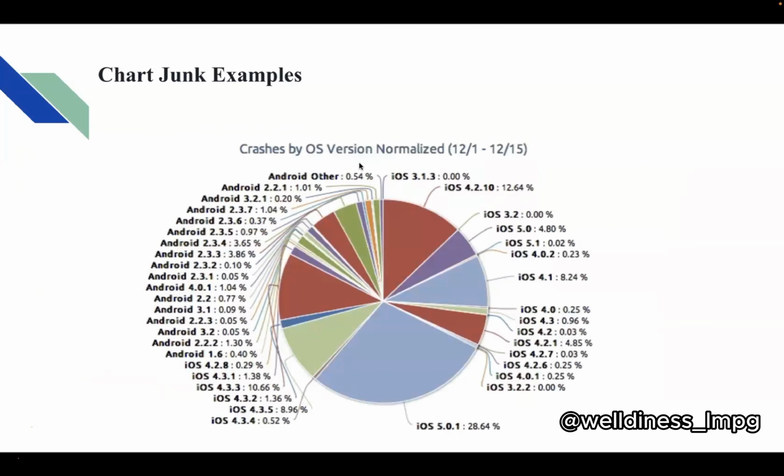Now look at another one again. Crashes by OS version normalized. You see this thing that is just juxtaposed with all kinds of information. It loses the value of what it's trying to pass across, because when somebody sees this, one of the first things that comes to the person's mind is, is there no better way of doing this? Why is it looking this way?